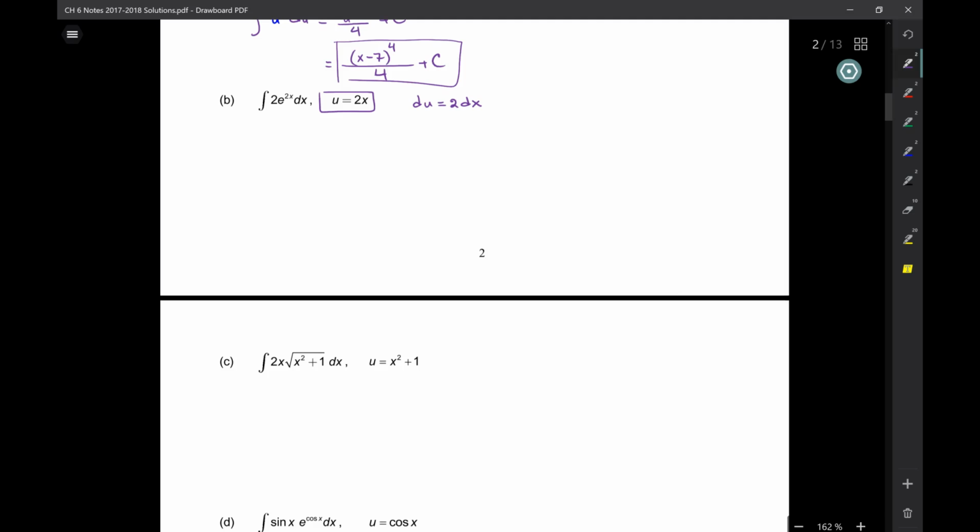So now take a look. I need a 2 and a dx, and that's my du, right? This is e to the u, and then look at what I have left over. I have a 2 and a dx. How much is that? That's du. 2 dx, look, it's 2 dx. That's du. Isn't that cool? So it's e to the u du.